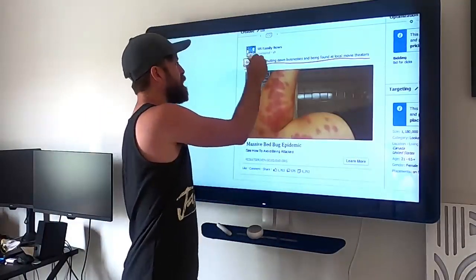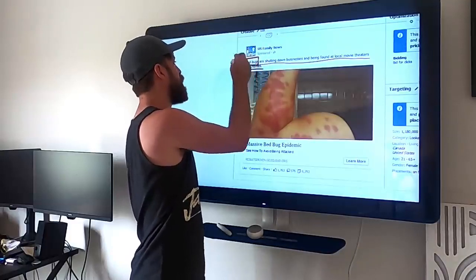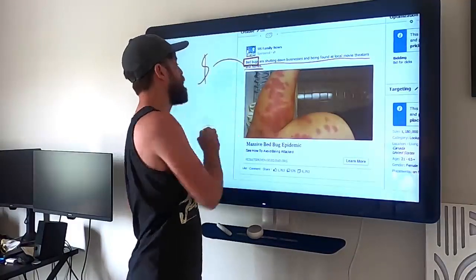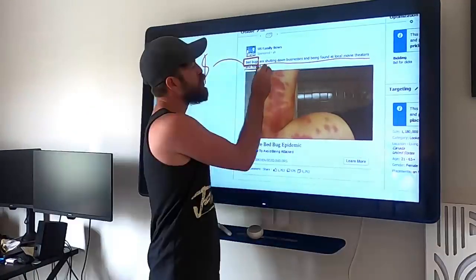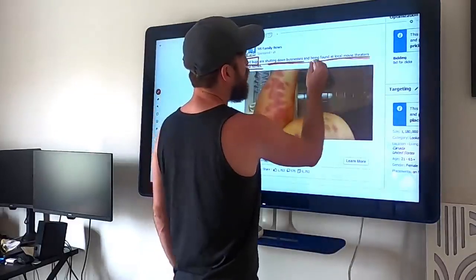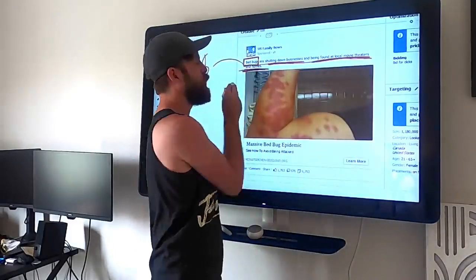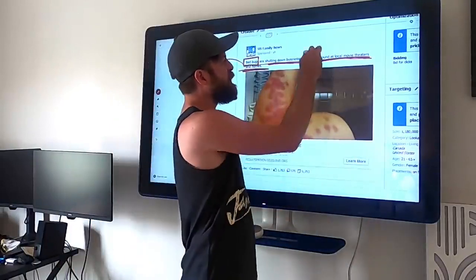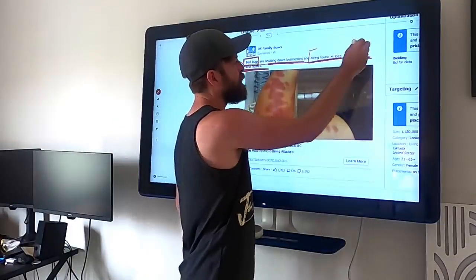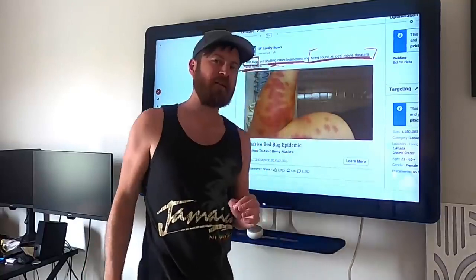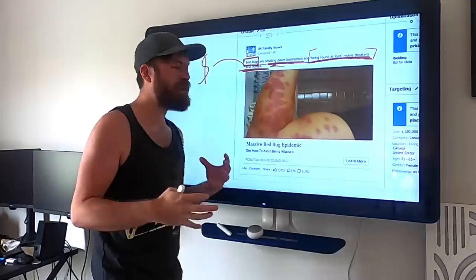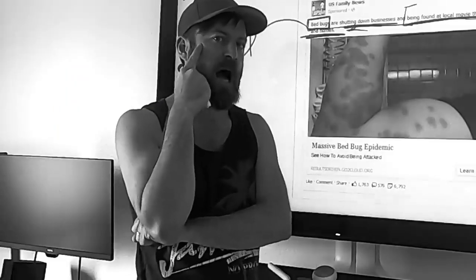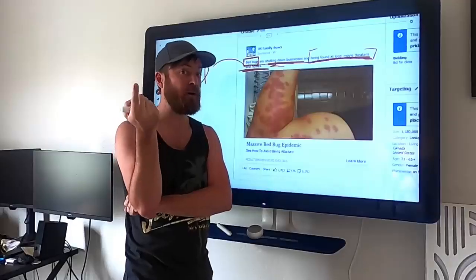So bed bugs, right? This is what I want to make the problem to be, because ultimately this is a product that I have a solution to. Right, I'm selling a solution to this problem. Shutting down businesses and being found at local movie theaters and homes. Now, why did I say they're being found at local movie theaters and homes? The reason is because I'm trying to get people thinking, I visited a local movie theater recently. A lot of Americans go to the movie theaters.